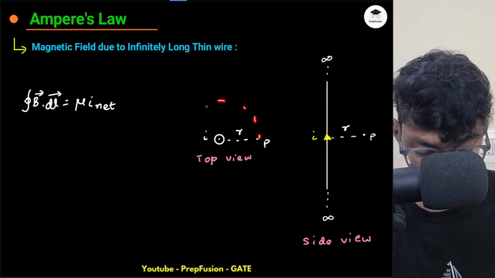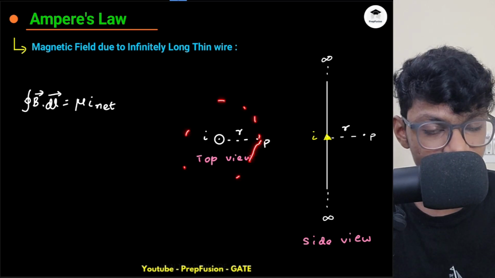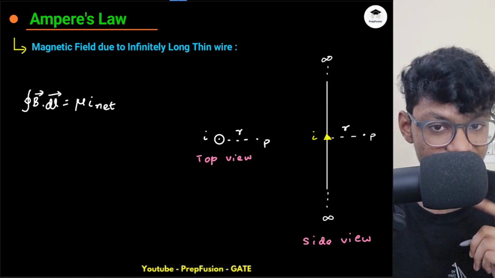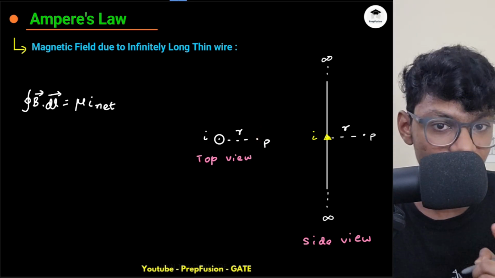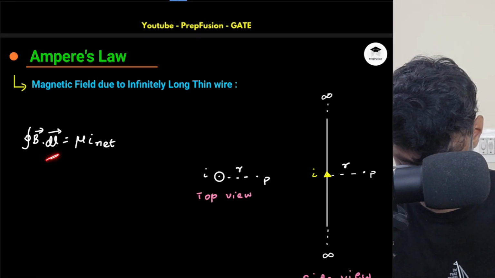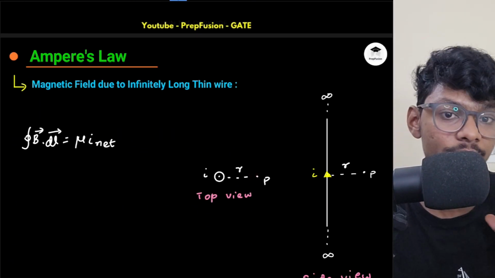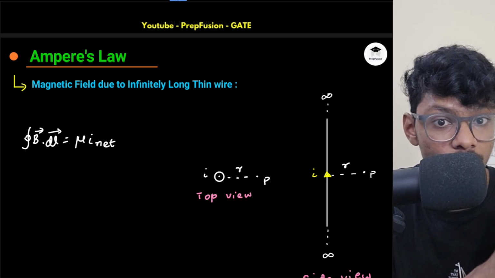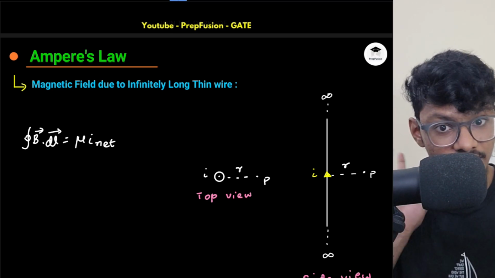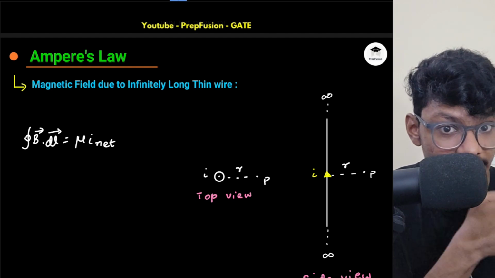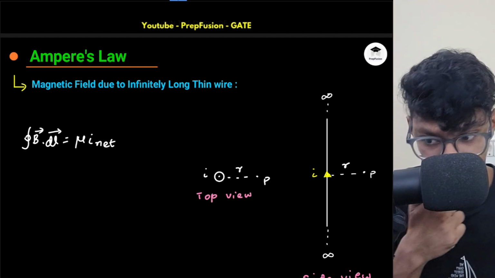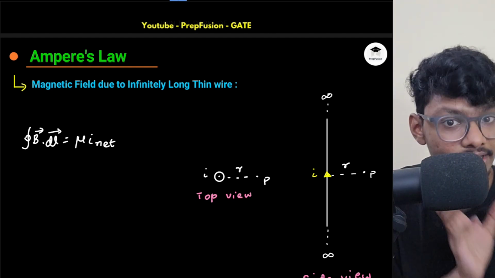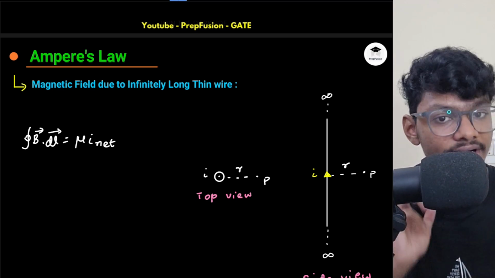So here, what convenience shall I see? Simply, I should always try to keep the angle between dl and the magnetic field to be 0. There as well, I always try to keep the angle between the area vector and the electric field to be 0. Here also I will try that.